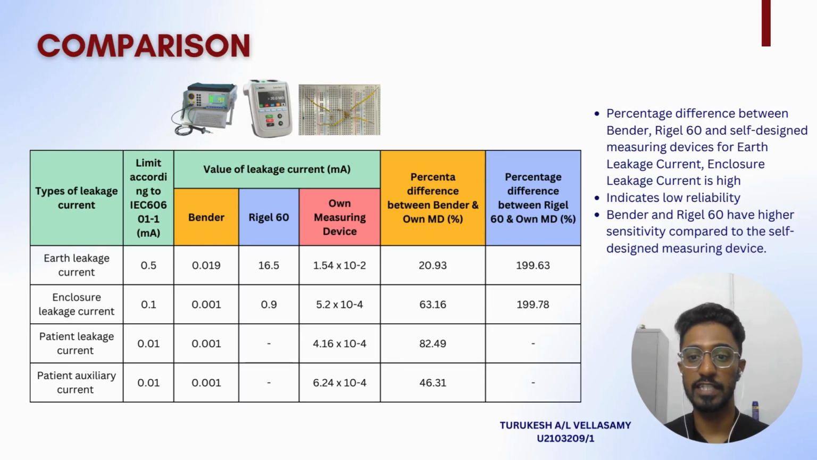The percentage difference calculated for both leakage currents measured is high and indicates low reliability shown by the self-designed measuring device in performing electrical safety tests compared to the Bender and Rigel 60. This proves both Bender and Rigel 60 have better and higher sensitivity compared to the self-designed measuring device.